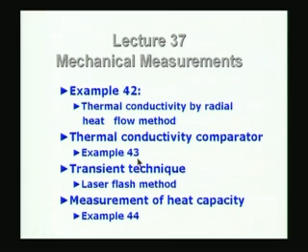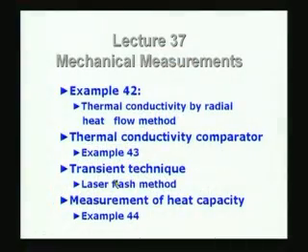and an example 43, and then we will look at a transient technique, the laser flash method, which actually measures directly not the thermal conductivity but the thermal diffusivity, and then we will say how thermal conductivity can be estimated from that measurement. Once we have completed a discussion on thermal conductivity measurement, we will move on to the measurement of heat capacity, and we will, of course, if time permitting, take an example on that as well.